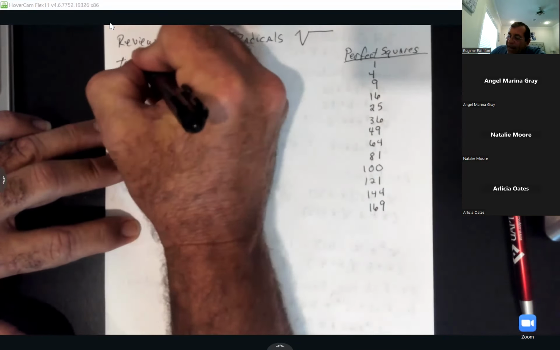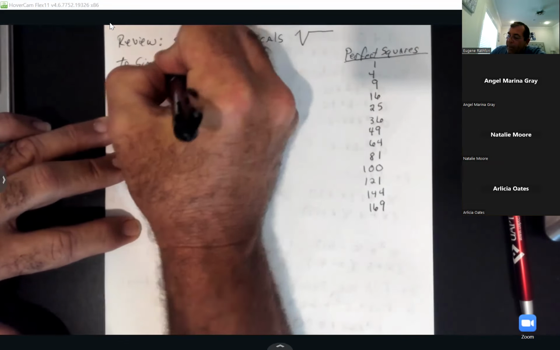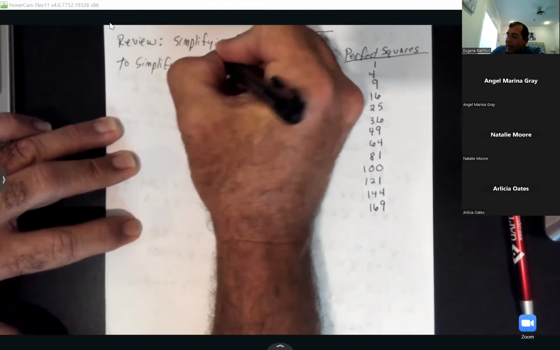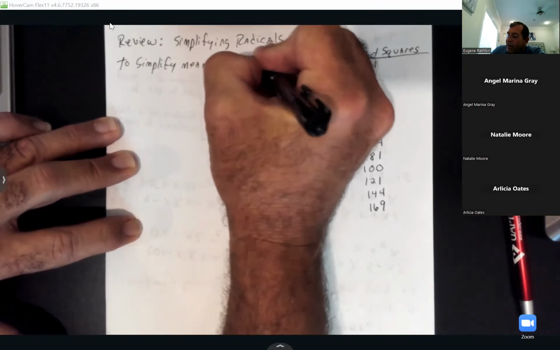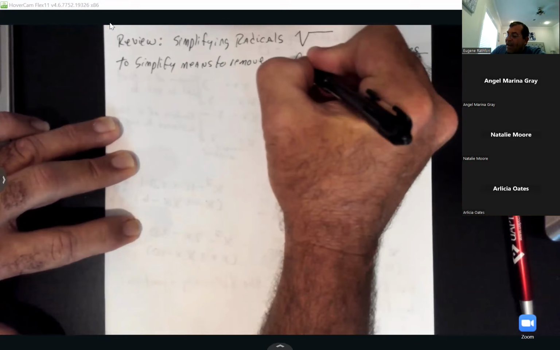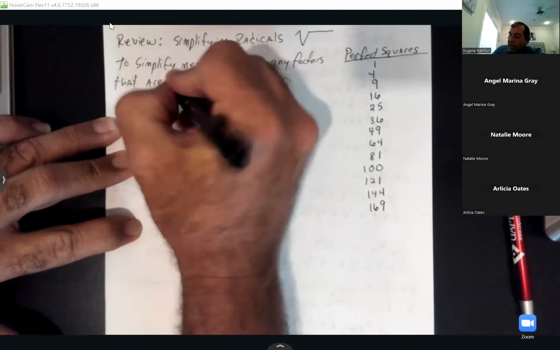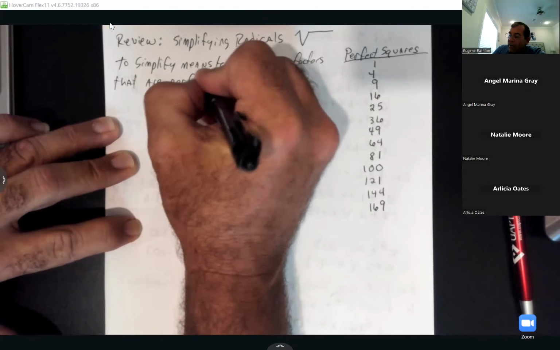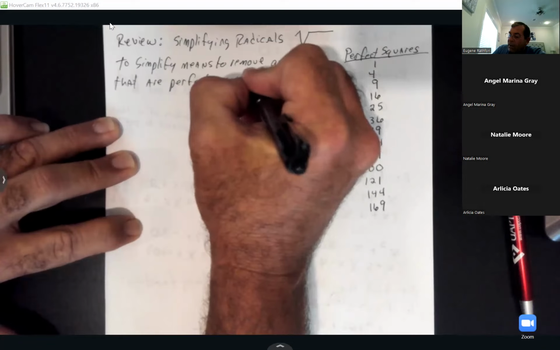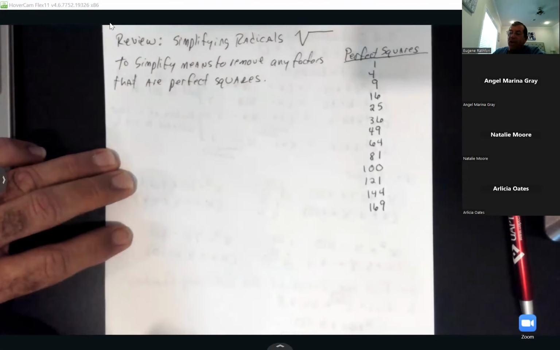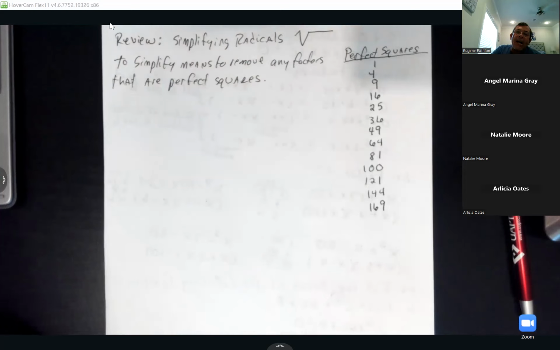So to simplify a radical means to remove any factors that are perfect squares. If I have a number under that radical, it cannot contain factors that are perfect squares. If it does contain a factor that's a perfect square, I have to break those out of that radical, okay?